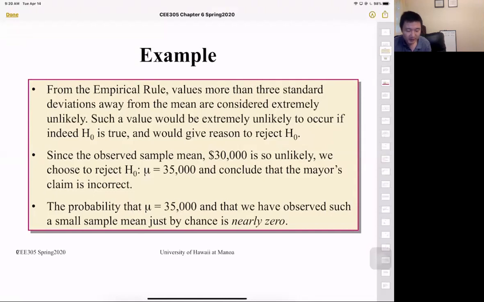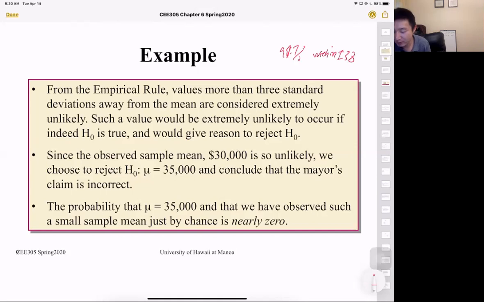Normally speaking, values more than 3 standard deviations away from the mean are considered extremely unlikely. For a normal distribution, that means there is a 99.7% chance it is within 3 standard deviations. So anything farther away than that is very unlikely.